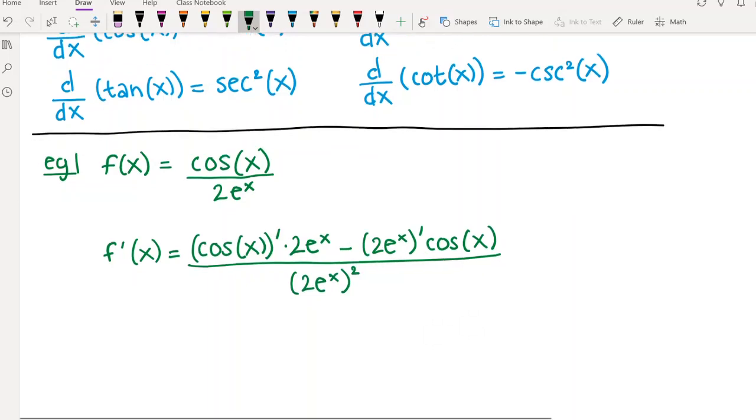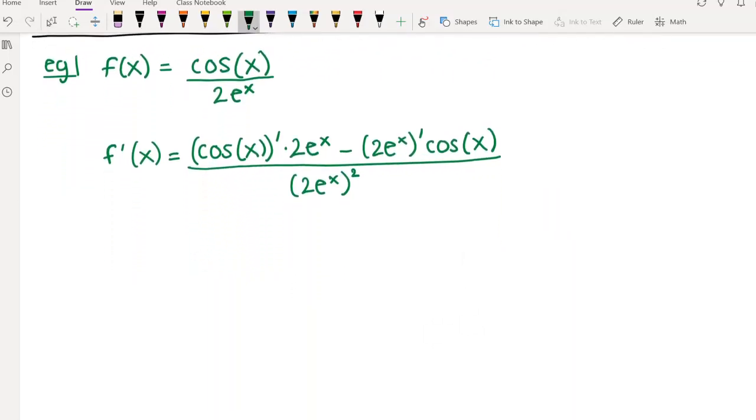Okay, so let's go in and actually take these derivatives. So the derivative of cosine we saw in the last video was negative sine of x. And then we're multiplying that with 2e to the x. And then the derivative of 2 times e to the x is still 2 times e to the x, right? Because the derivative of e to the x is e to the x. And then that 2 just comes along for the ride.